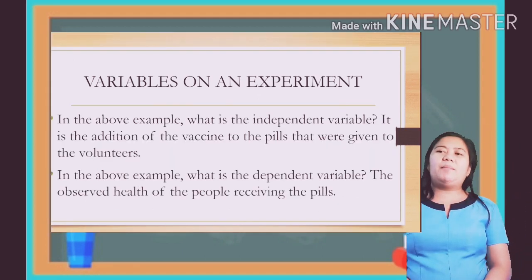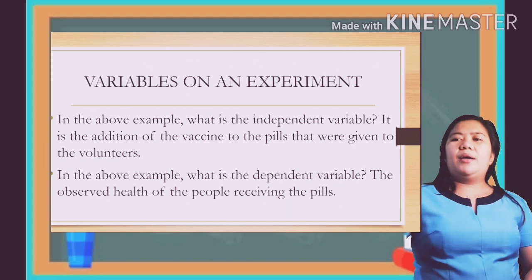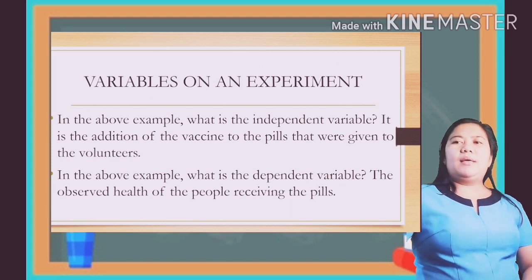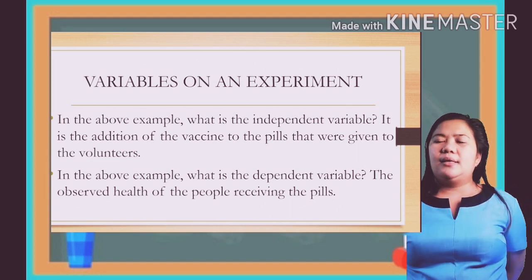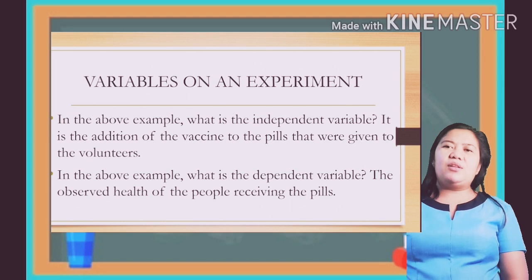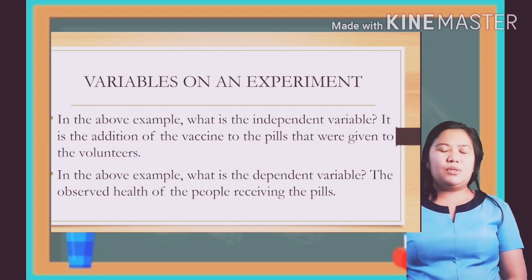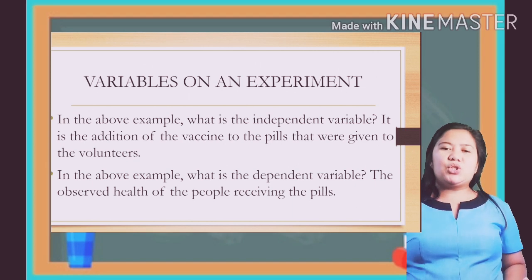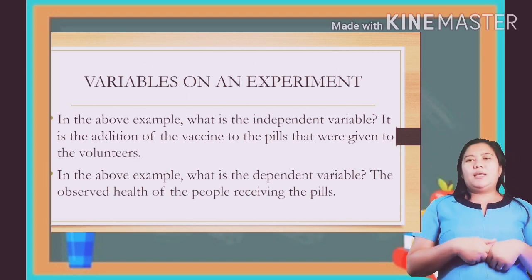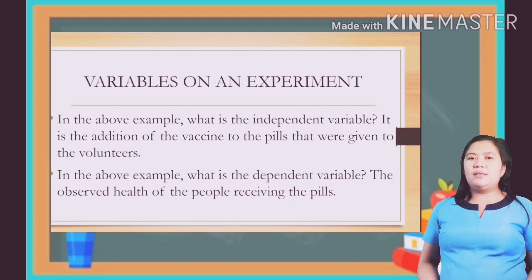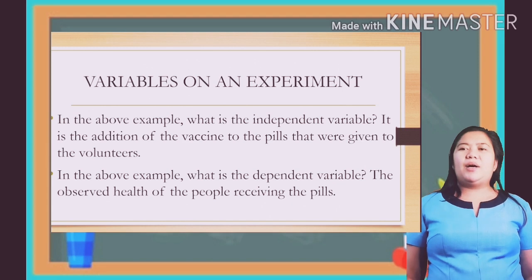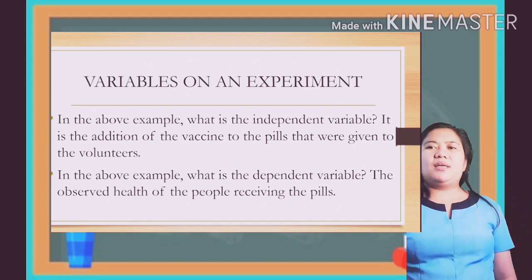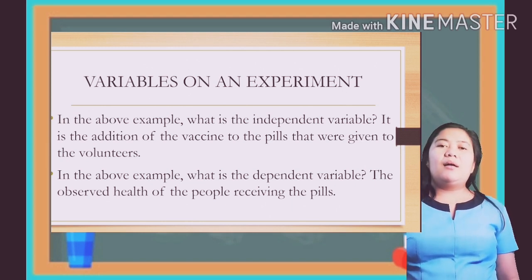Next would be, in the above example, what is the independent variable? So again, on the vaccine that I stated a while ago, you have 50 volunteers divided into two. Then you have the experimental group, which receives the vaccine, and then you have the control group, which did not receive the vaccine. What are actually the independent variable on that particular setup? And then what are the dependent variable?